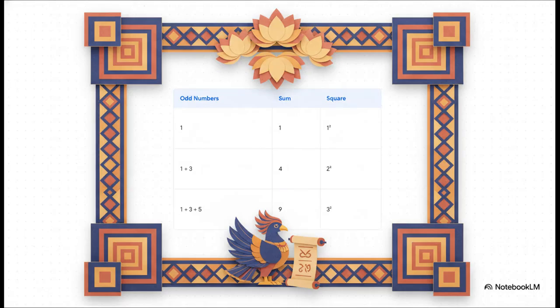The answer lies in a beautiful, almost magical numerical pattern. Get this, if you stack consecutive odd numbers row by row and add them up, their sum always perfectly aligns with a square number. Think about it. 1 is 1 squared. 1 plus 3 is 4, which is 2 squared. 1 plus 3 plus 5 is 9, which is 3 squared. This pattern just keeps going, holding up infinitely.